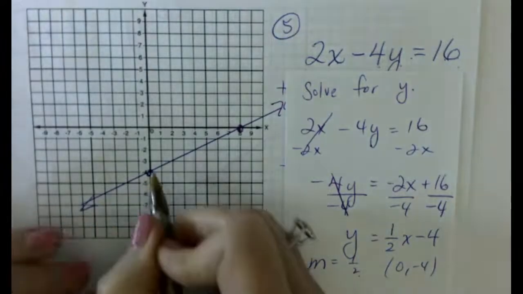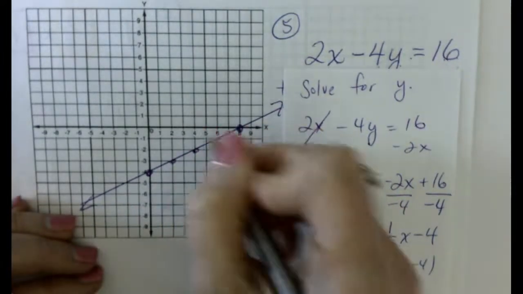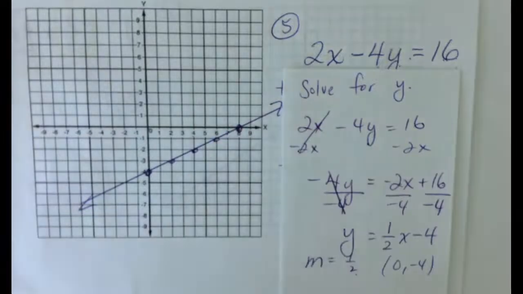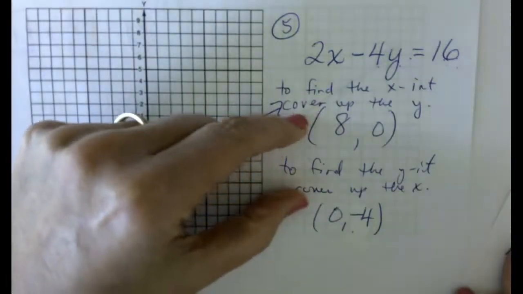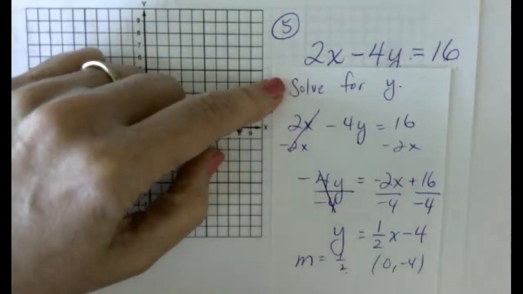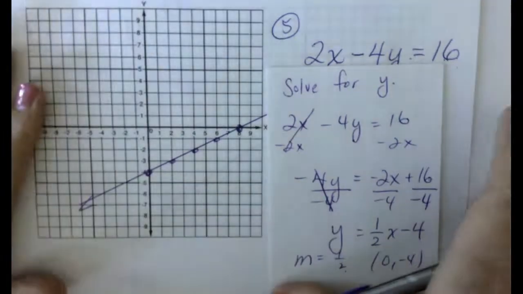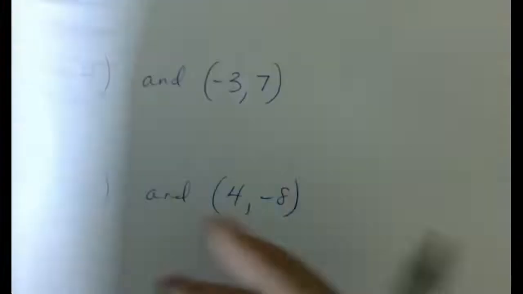We can check that. Up 1 over 2, up 1 over 2, up 1 over 2. Yep, it works. So we can graph that one either way, by finding the intercepts and plotting the points, or by solving for y. And when we solve for y, that means we're putting it in slope-intercept form. So read your directions carefully and do what is asked.